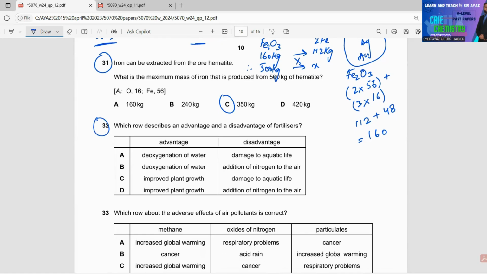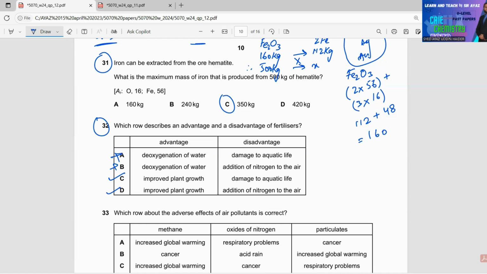32. Which row describes an advantage and a disadvantage of fertilizers? So in this case, either C is correct or D is correct. Both A and B are incorrect because, for the advantage of fertilizer, it's not responsible for deoxygenation of water. That's not an advantage. Improved plant growth is the advantage. Now for the disadvantage, it involves damage to aquatic life.